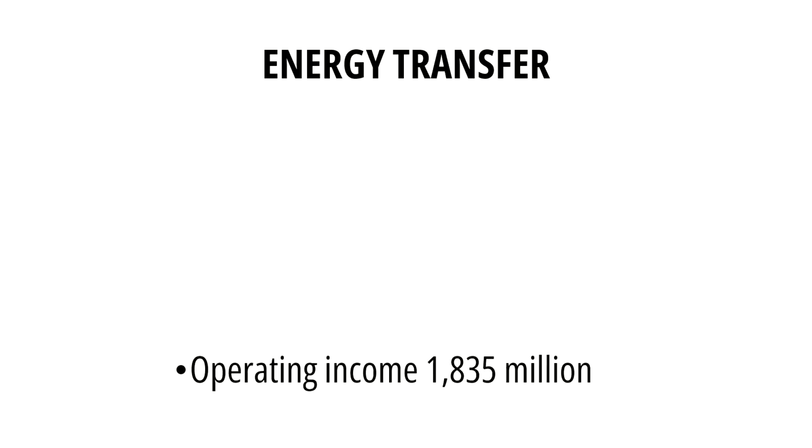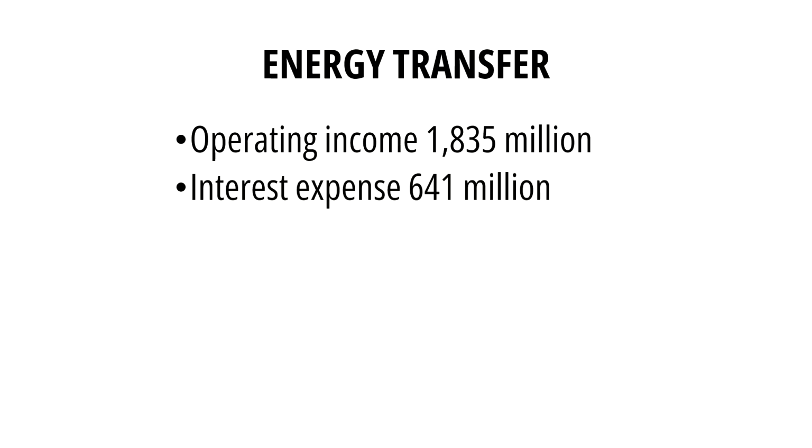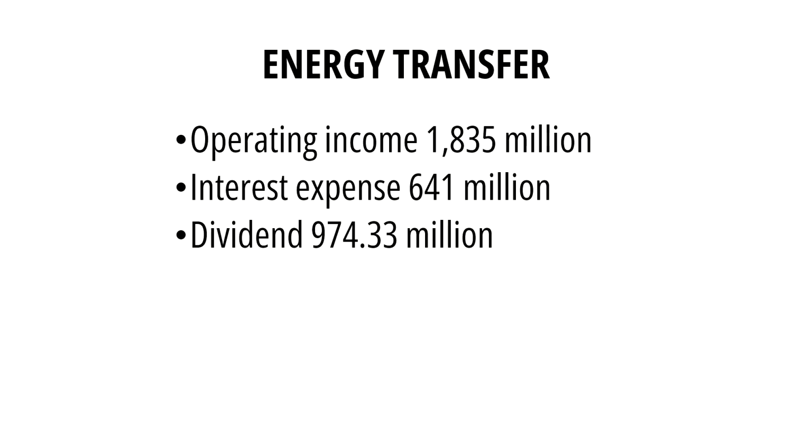So let's take a look at the finances. In the last quarter, Energy Transfer reported an operating income of $1.8 billion, interest expense of $641 million, which means it's about 33% or thereabouts of its operating income. It paid a dividend of $974.33 million, which is more than half of its operating income, and it ended up with cash of $219 million. So as you can see, about 90% of Energy Transfer's operating income is actually paid out in interest or in dividends, which leaves it only about 10% to reinvest in its business.